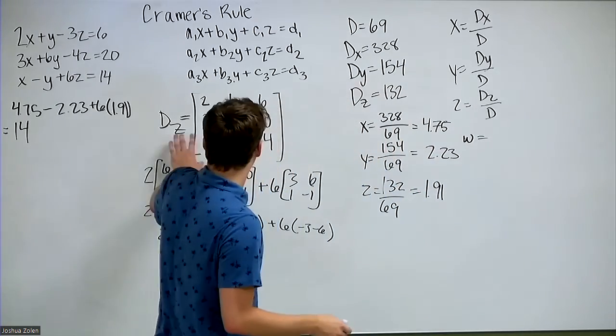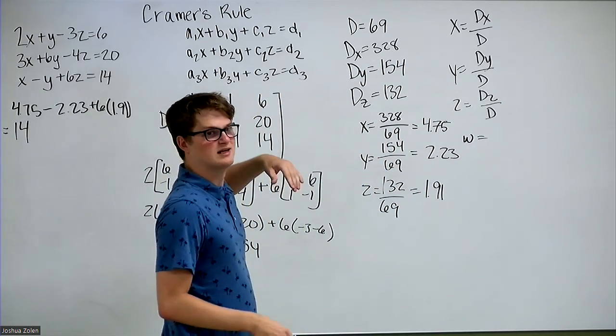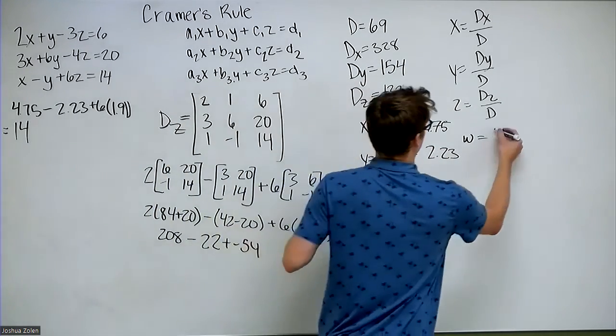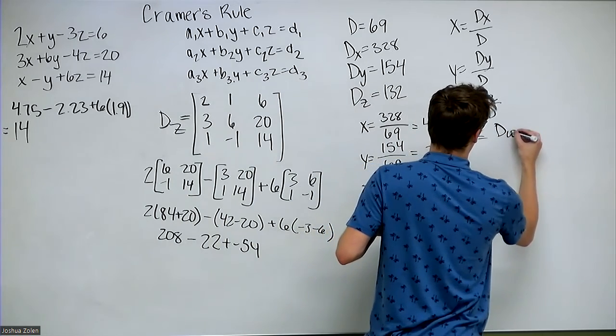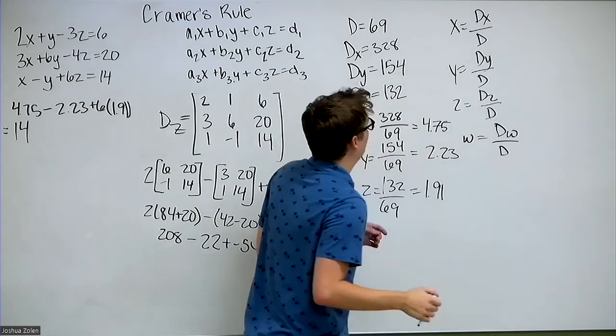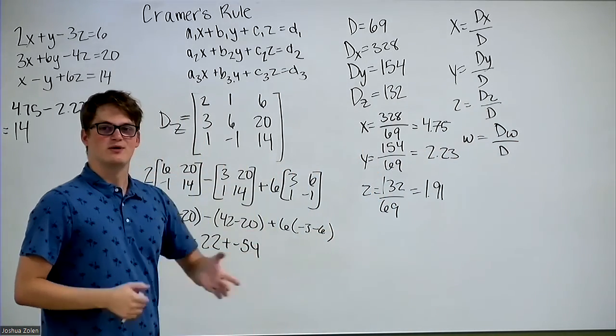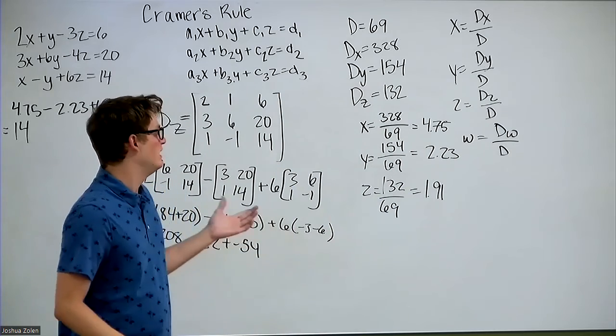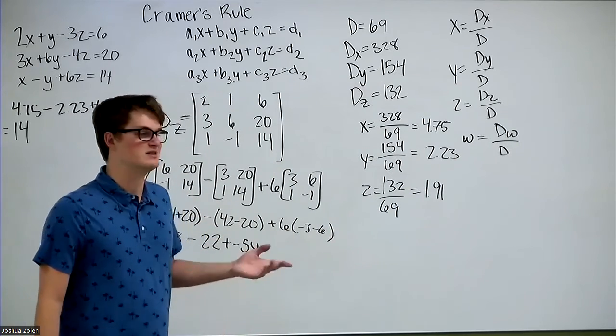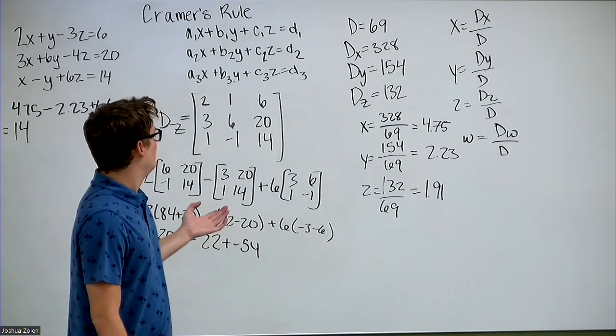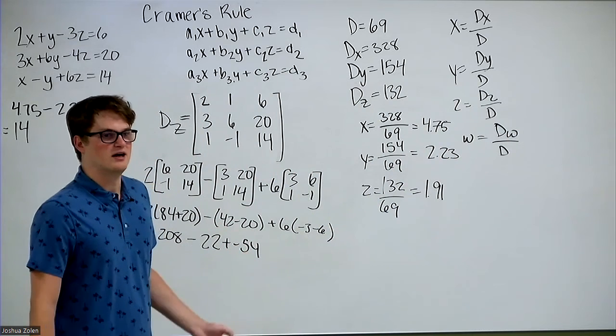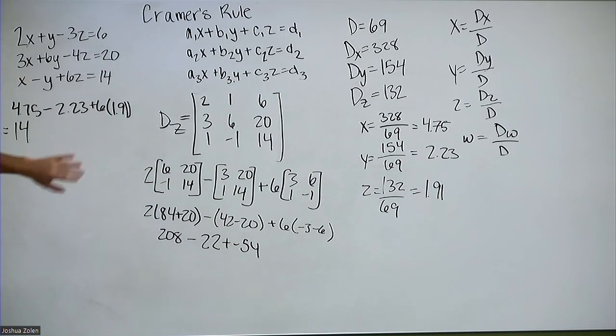So then we would have a 4x4 matrix. We would do the same process, and to find W, it would be the determinant of W over the determinant. So it's not the fastest way for a 3x3 matrix, but if you have more than 3 variables, this is definitely going to be the fastest way to solve the system. All right.